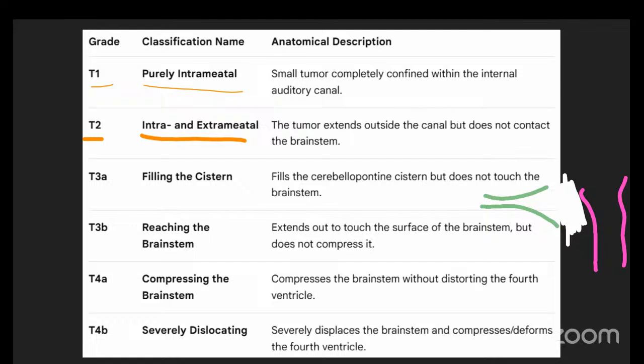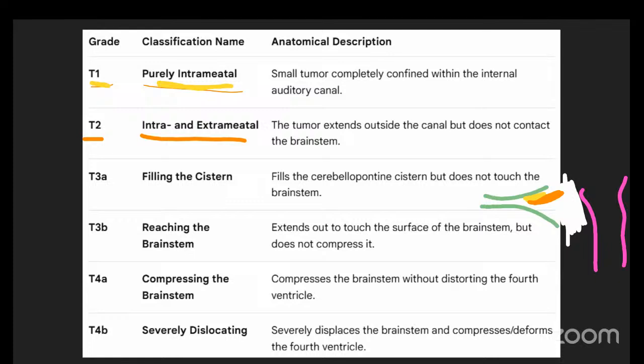Now we know, let's imagine the classification here. We do have the radiological image that you saw yesterday. T1 is going to be this purely intrameatal, right? This lesion is not going to leave the internal auditory canal. T2 is going to go right outside its bony opening, somewhere around like this.